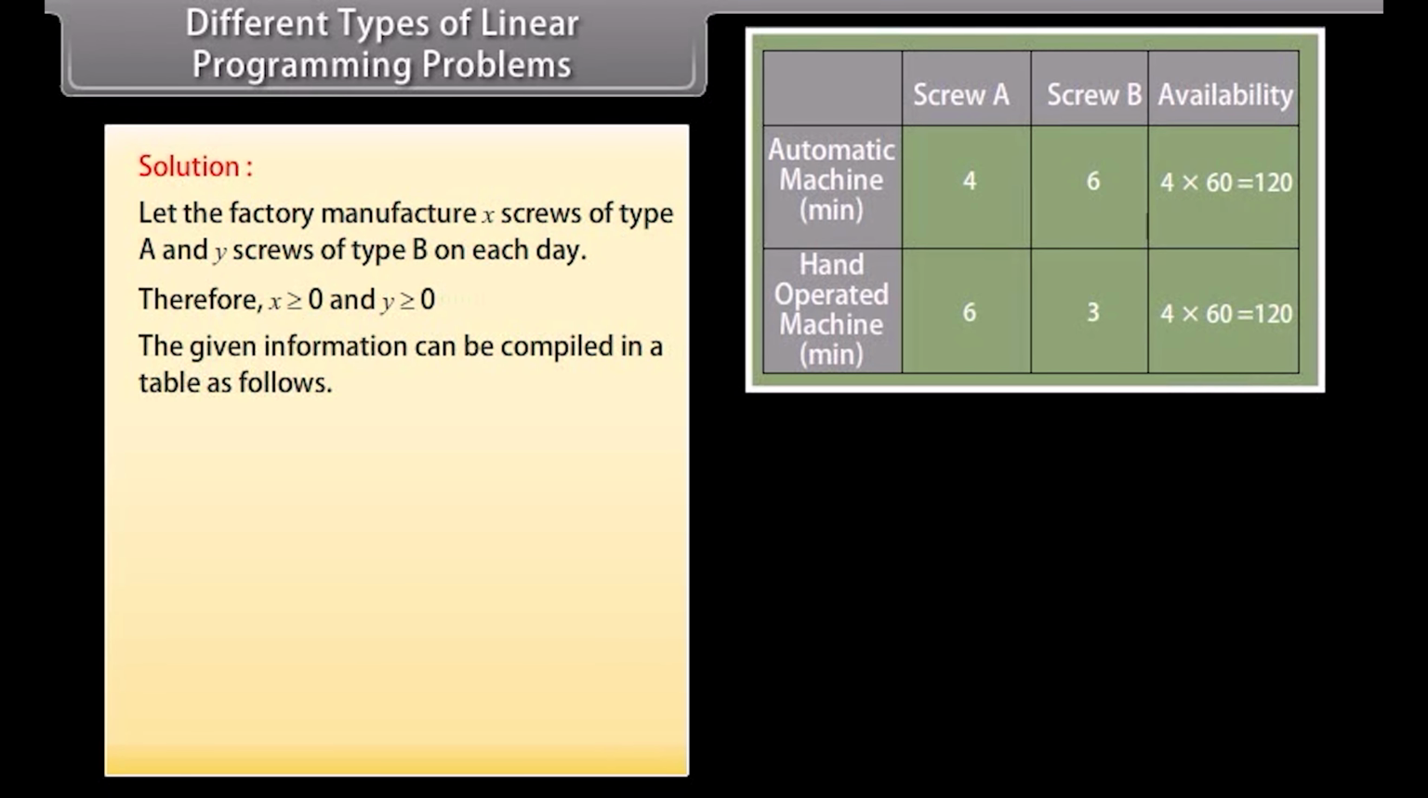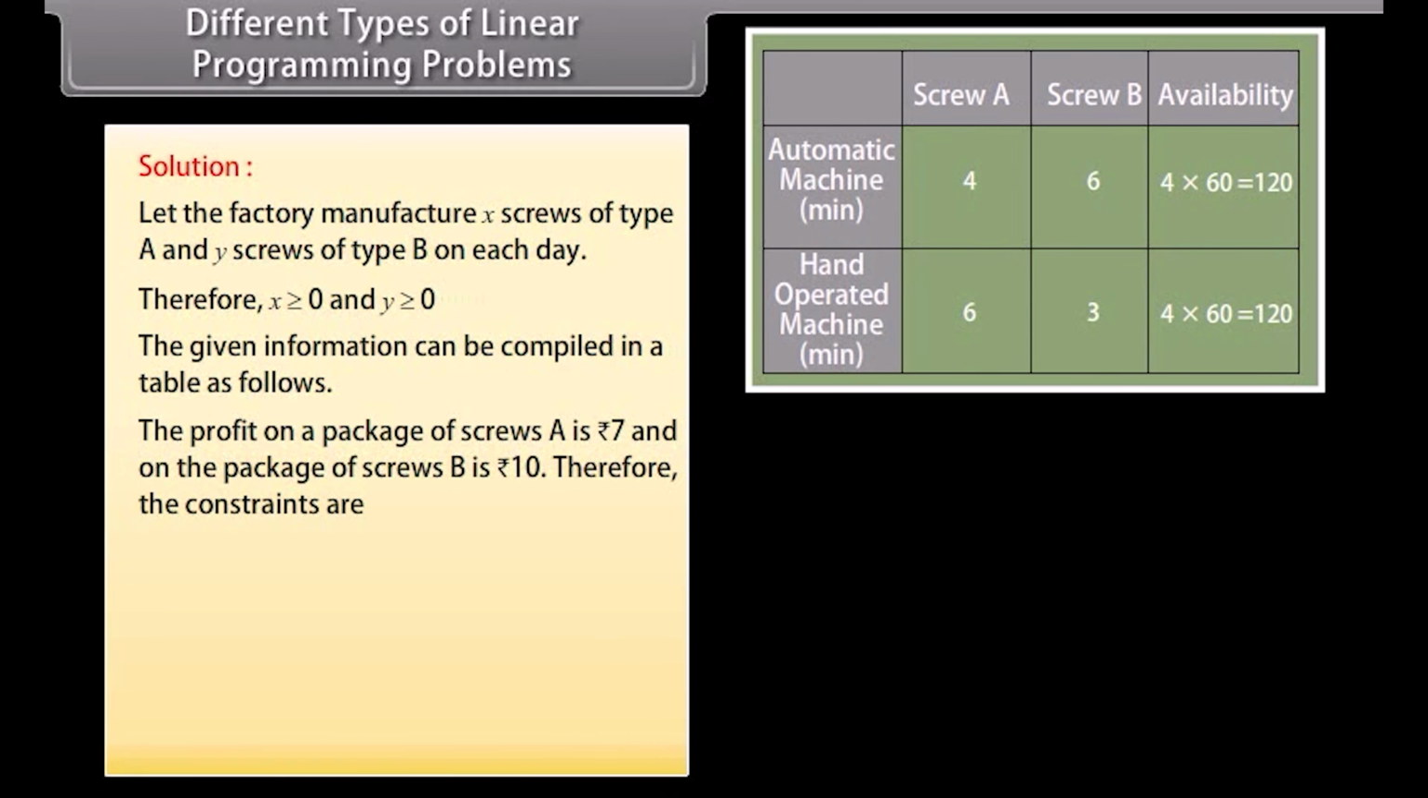The given information can be compiled in a table as follows. The profit on a package of screws A is Rs 7 and on the package of screws B is Rs 10. Therefore, the constraints are 4x plus 6y is smaller than or equal to 240. 6x plus 3y is smaller than or equal to 240. Total profit Z is equal to 7x plus 10y.